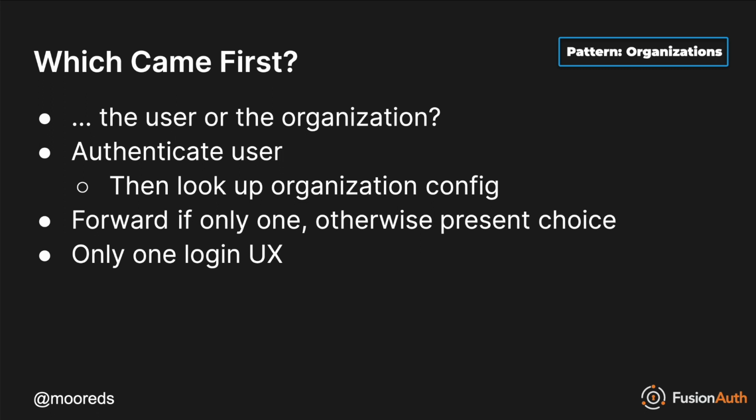In this scenario, the user comes first. So you authenticate the user, then you look up the organizations they're associated with, and then you can say, okay, this user is associated with N organizations. I'm going to show them the list they get to pick from, or they're associated with one organization, so I'm going to just forward them on, or they're associated with no organizations, and then I'm not going to let them go anywhere. There's only one login user experience for this because the login happens first. So you don't have that look and feel customization that you would get if you did multi-tenancy.